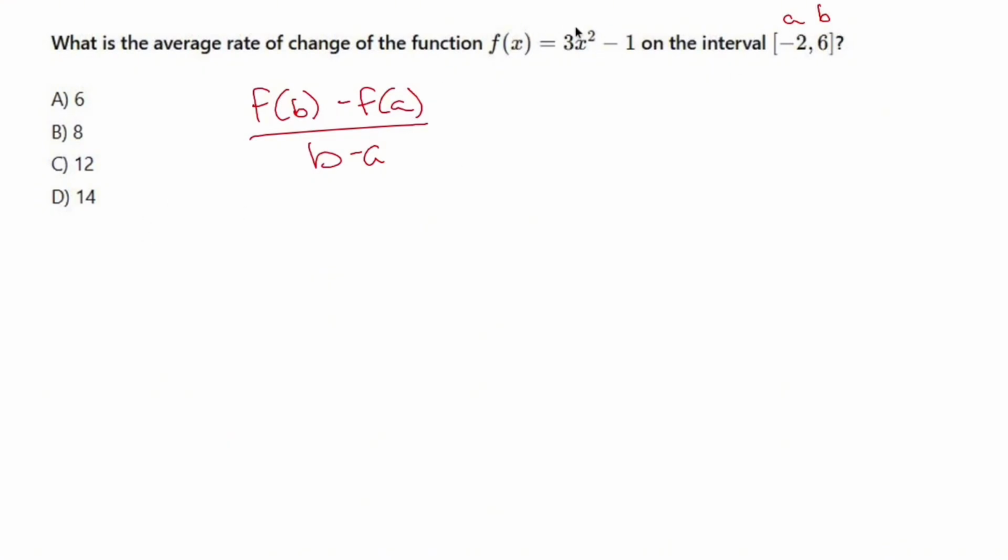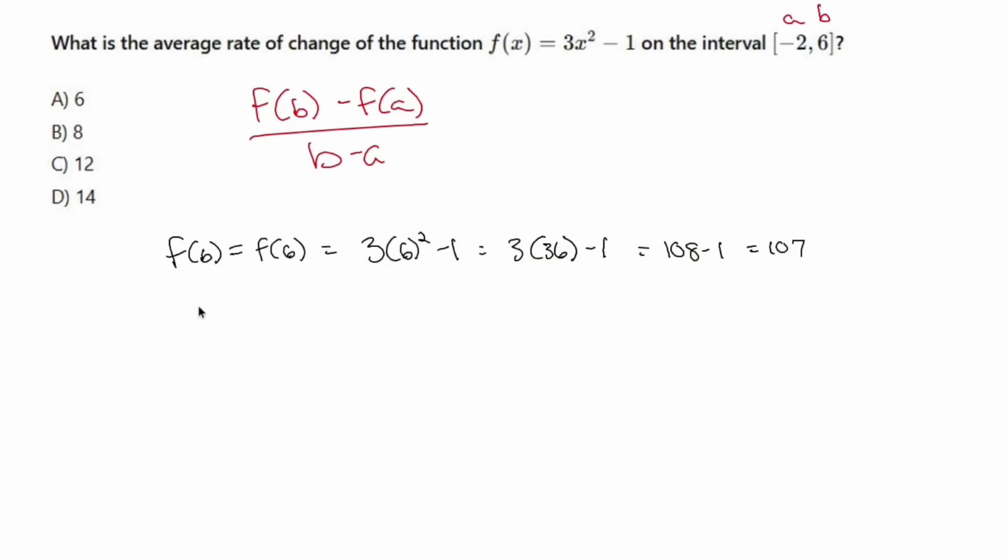What I need to do is use this formula to find f(a) and f(b). So f(b) is me finding f(6). And f(6) is me throwing 6 into that guy and solving. 3 times 6² - 1 is going to be 3 times 36 - 1, which is 108 - 1, which is 107.